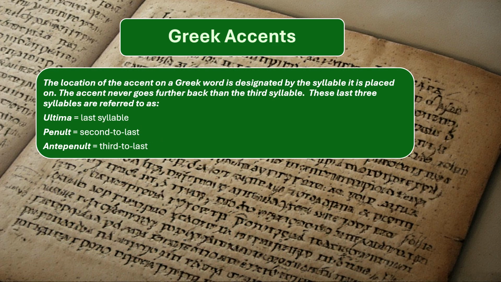The location of the accent on a Greek word is designated by the syllable it's placed on. The accent never goes further back than the third syllable. These last 3 syllables are referred to as ultima, meaning the last syllable, penult, the second to last, and antepenult, the third to last.